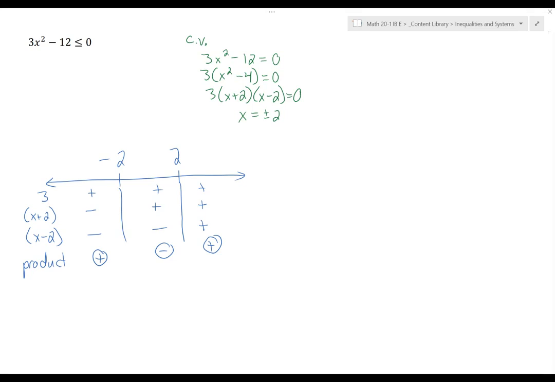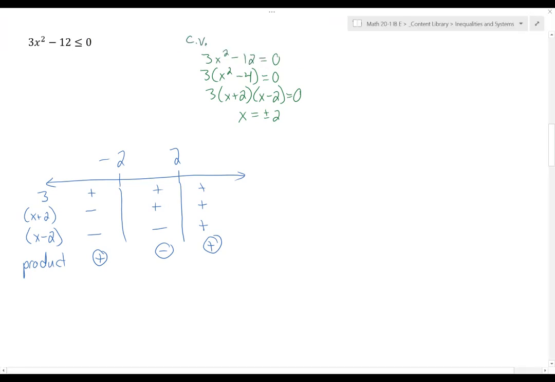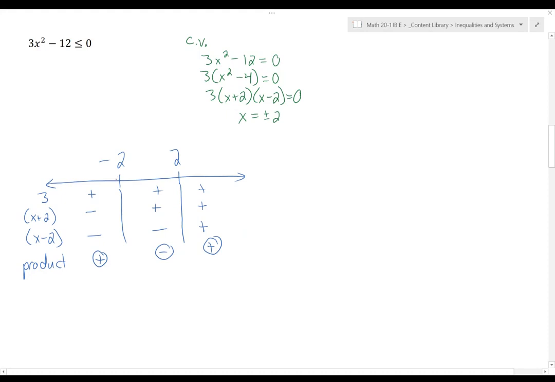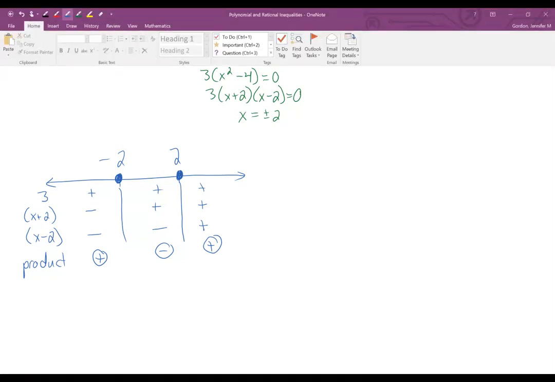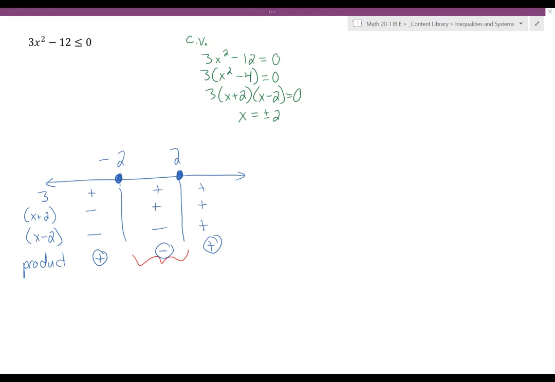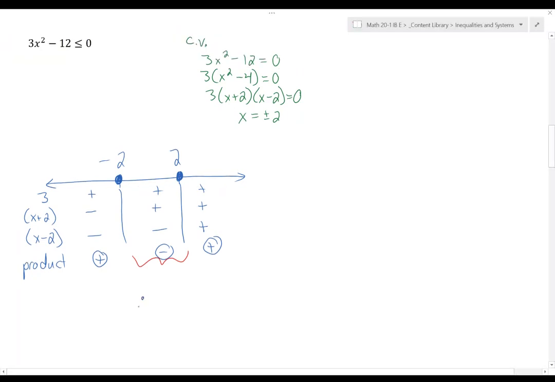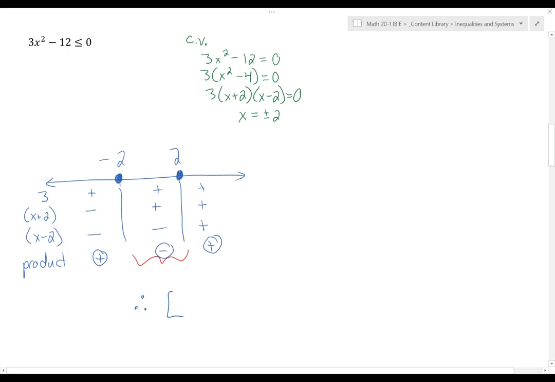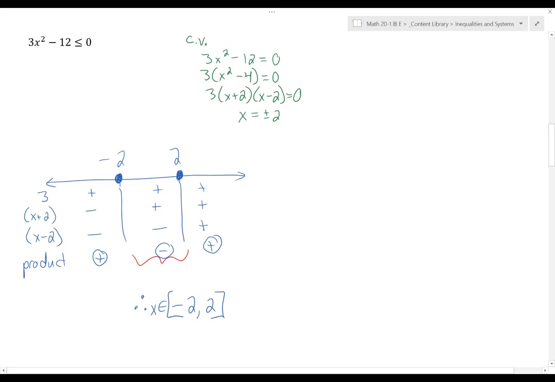And in this case, because I wanted to know when this 3x squared minus 12 was less than or equal to 0, the minus 2 and the 2 are actually included in my answer. So I'm including the interval where it's negative, so between negative 2 and 2. But negative 2 and 2 are also included in the answer. So x is in the interval from negative 2 to 2, where they are included.